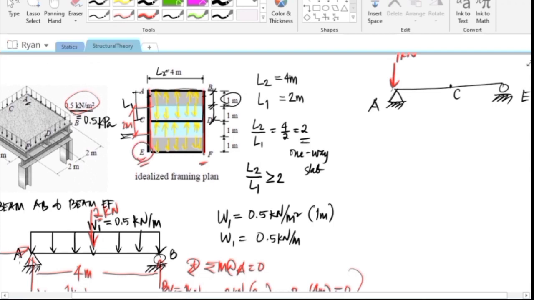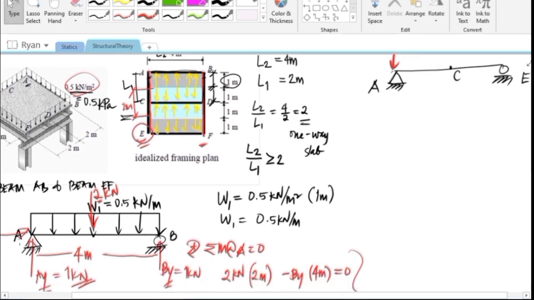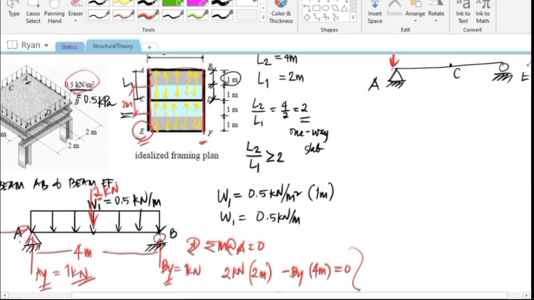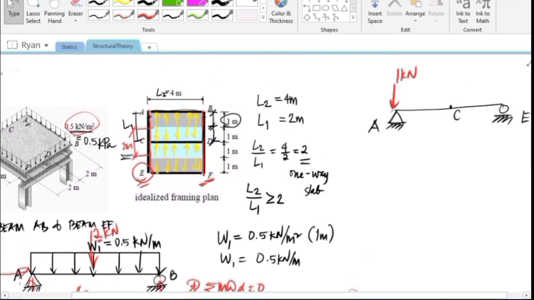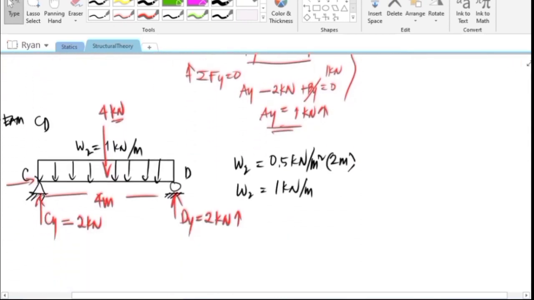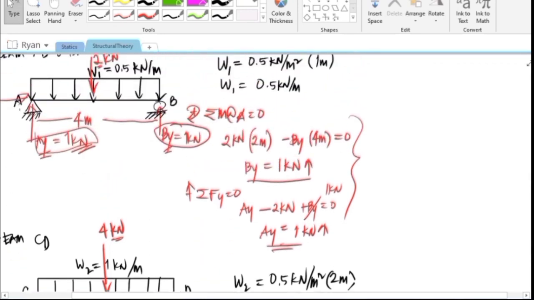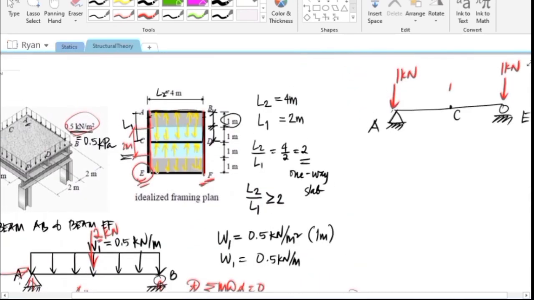And for the beam EF, the reaction here at point E is just the same as the reaction at AY, and the reaction here at point F is just the same as the reaction at BY. So therefore, this is also 1 kilonewton. At point C, the load comes from CY, so the load is 2 kilonewton. So it is a concentrated load of 2 kilonewton.